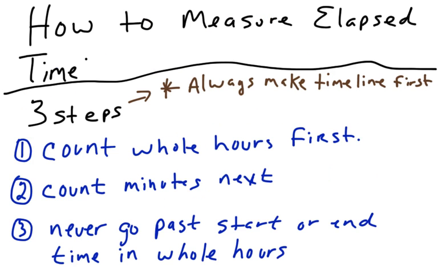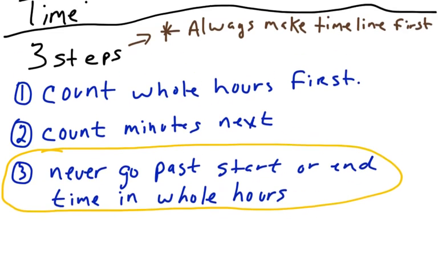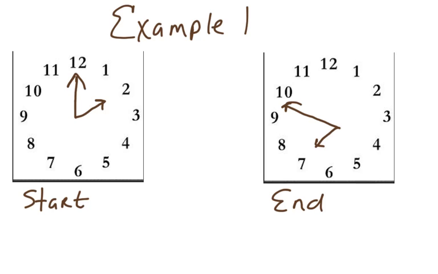So let's continue. So how to measure elapsed time? Well, one, you're going to always make a timeline first. Then you're going to follow 3 steps. Count the whole hours first. Count the minutes next. And one thing you want to make sure that you do is you never go past the start or the end time in whole hours. So don't count so many hours that you go past the time that you need to stop at. So let's look at an example.